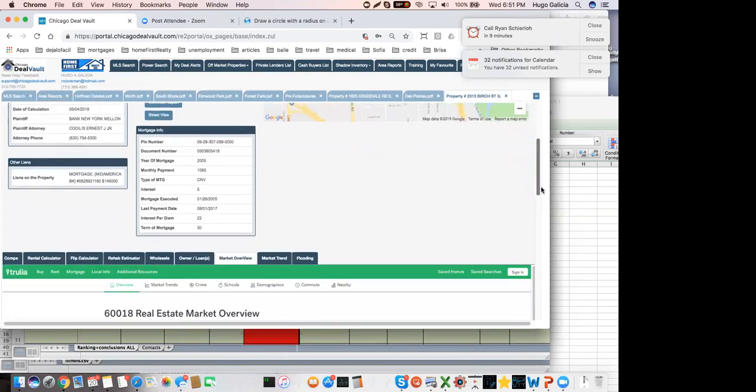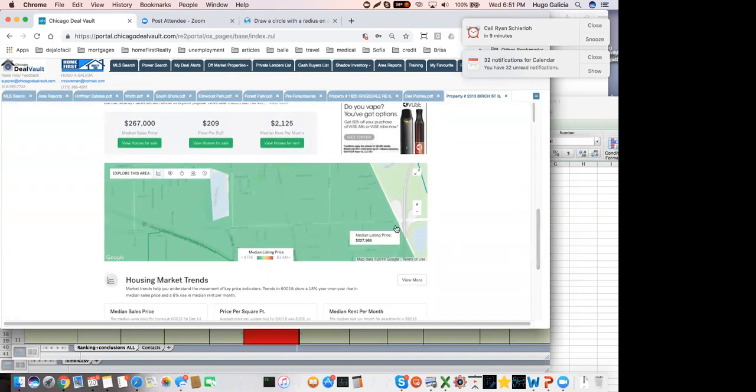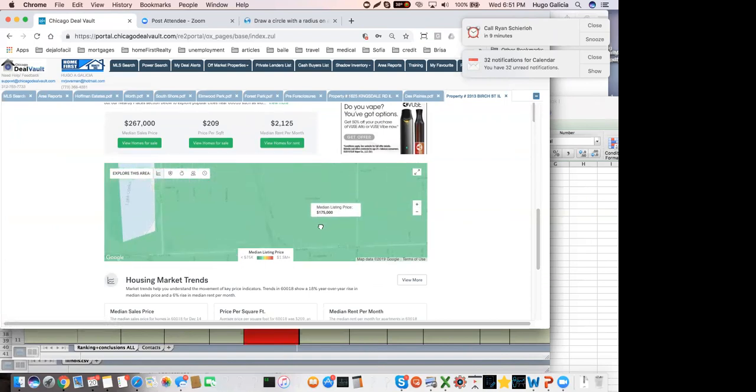So let's just go down. So this property is between the forest preserve and Mannheim. So when I hover over, the median listing price is 218. Oh, look at this, 218. I'm gonna zoom in. So what street is this? Let me zoom in because the price changed.